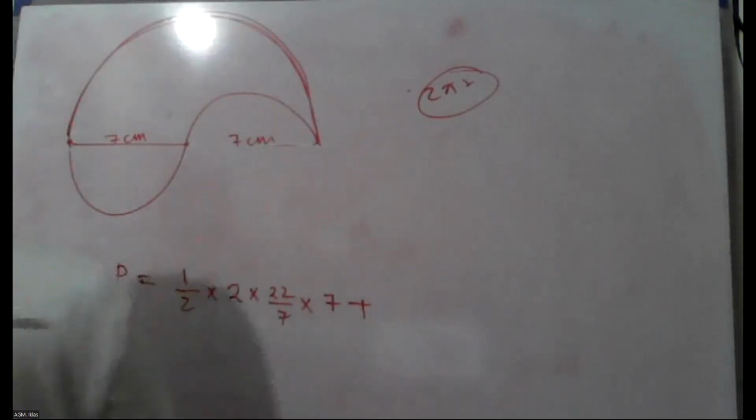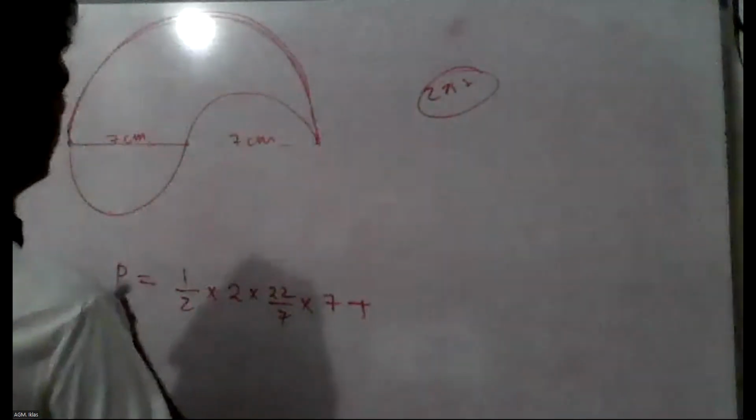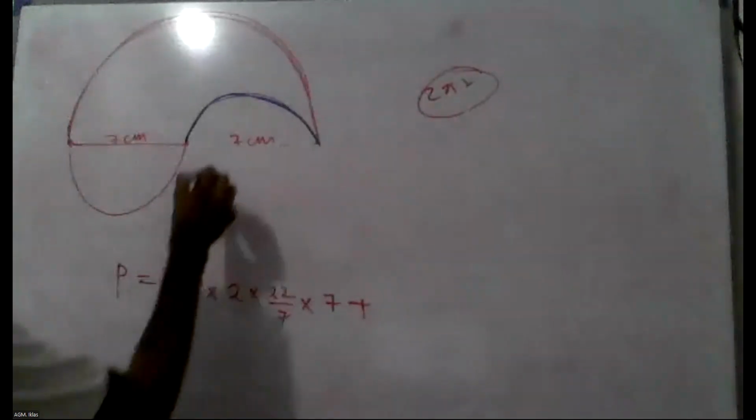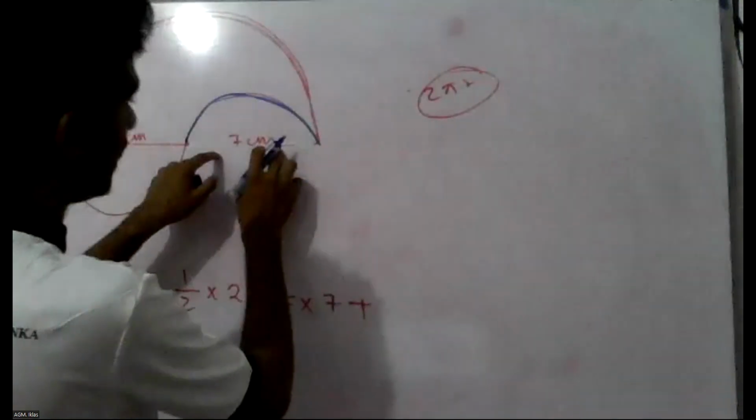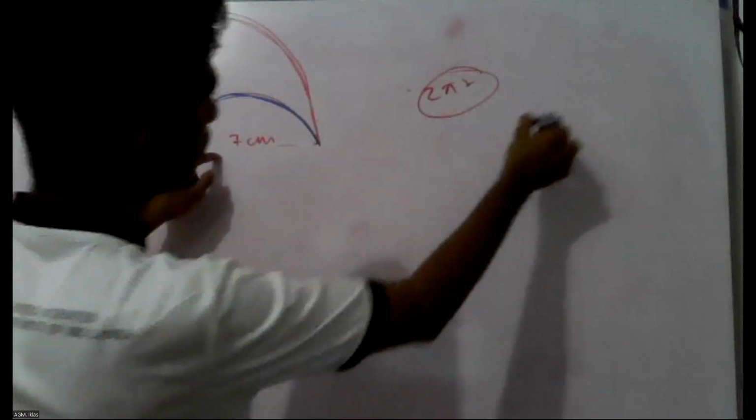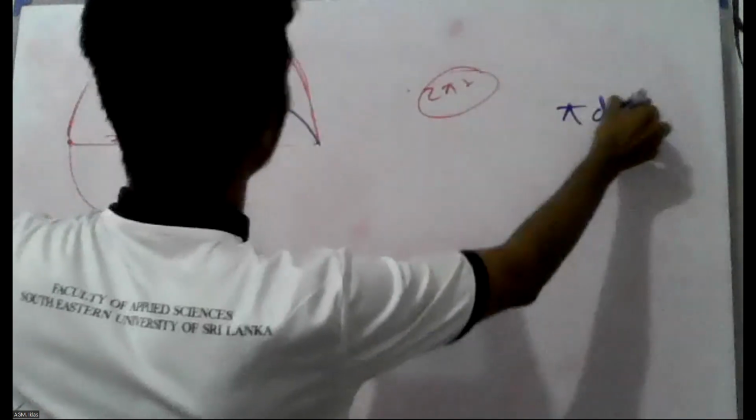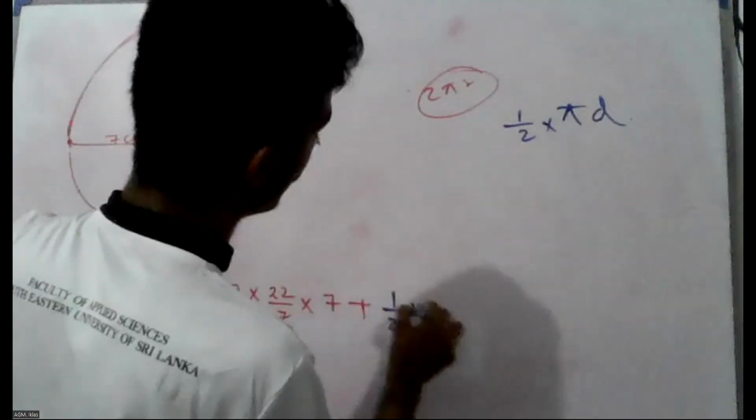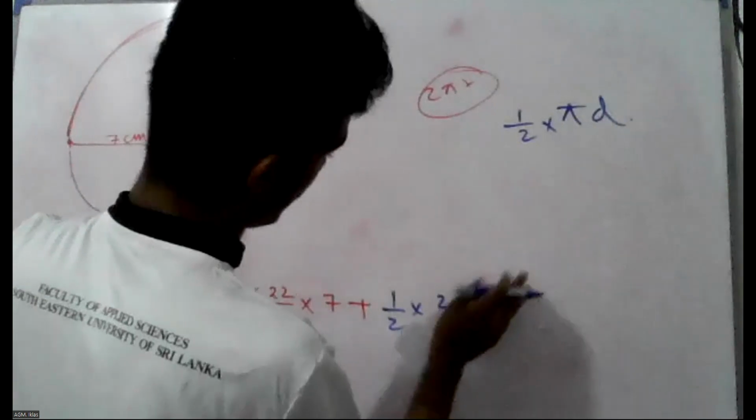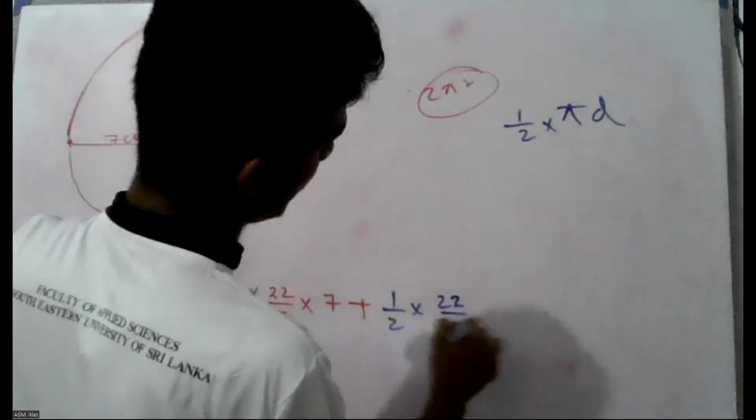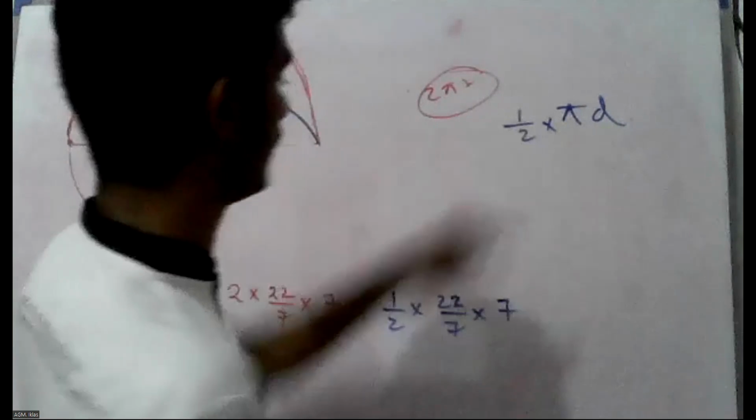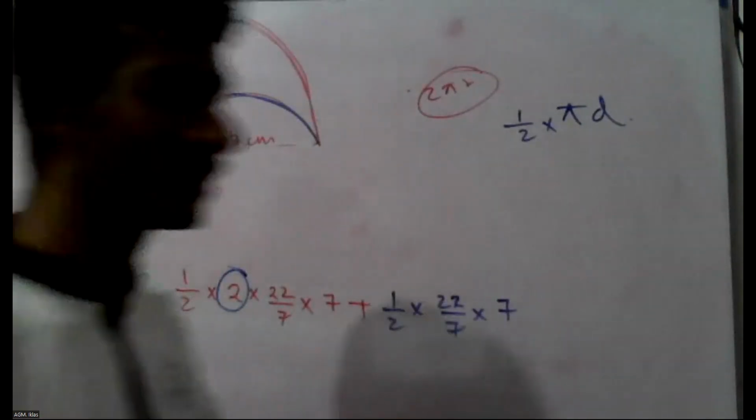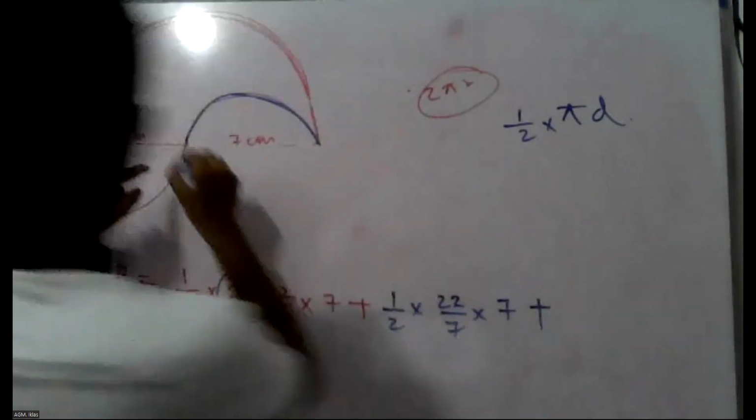Again, I am coming to this portion. If you consider this small semicircle, this 7 is not the radius, that is the diameter. So I am going to use pi d. But since it is a semicircle, I am going to use half into pi d. Half into 22 by 7 into d, which is 7. D is 7. In that case, I didn't put 2 here, but I have put 2 here because that's in the equations. Plus, again, this part.